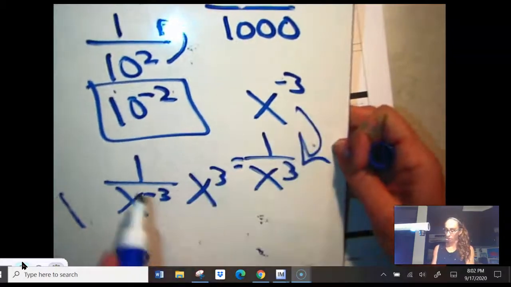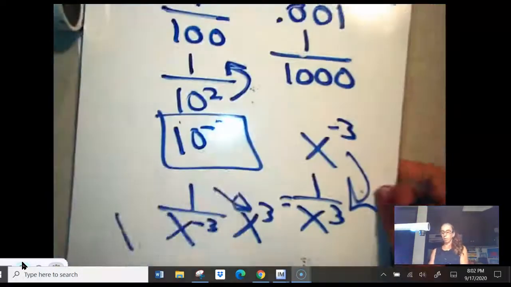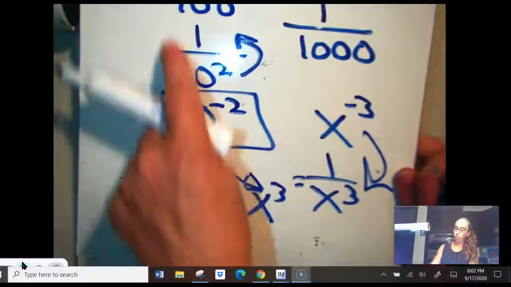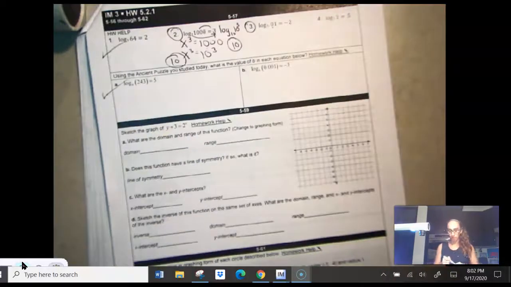So this one equals that, and that equals that. Okay? And you go, but Ms. Rifkin, we can't have negative exponents. I understand, but I'm changing this so I can manipulate it. Let me get to what I mean.